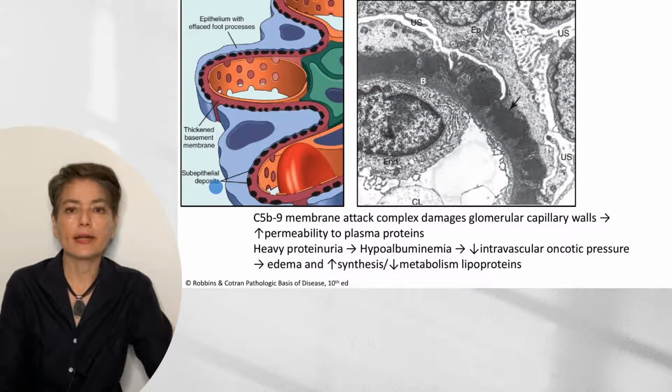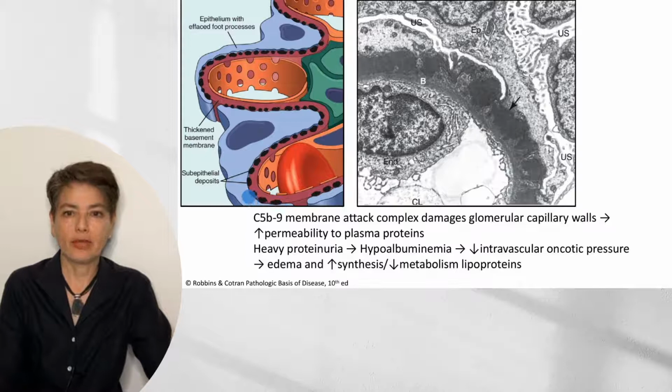Here is a schematic where we can see our mesangium here, our fenestrated endothelium, our podocyte with foot processes that are in the process of being effaced. Why are they being effaced? Because we have these subepithelial deposits which are bringing in an inflammatory response. And we can see this very nicely here on the electron microscopy. Look how thickened the basement membrane is, and here are all of these deposits here within that.